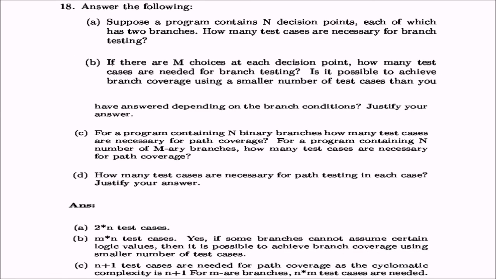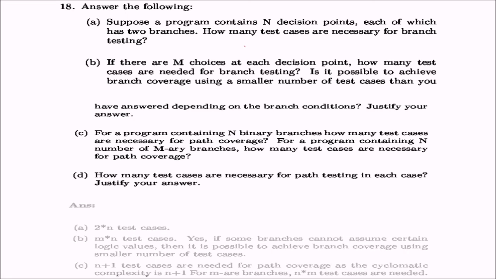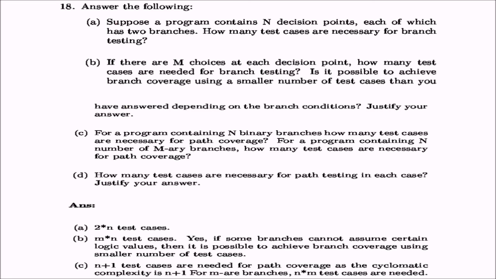Answer these. Suppose a program contains n decision points, each of which has two branches. How many test cases are necessary for branch testing? So the answer for this is 2 to the power n cases. Then second is, if there are m choices at each decision point, how many test cases are needed for branch testing? For n decision points we have m choices, so that will be m into n test cases.